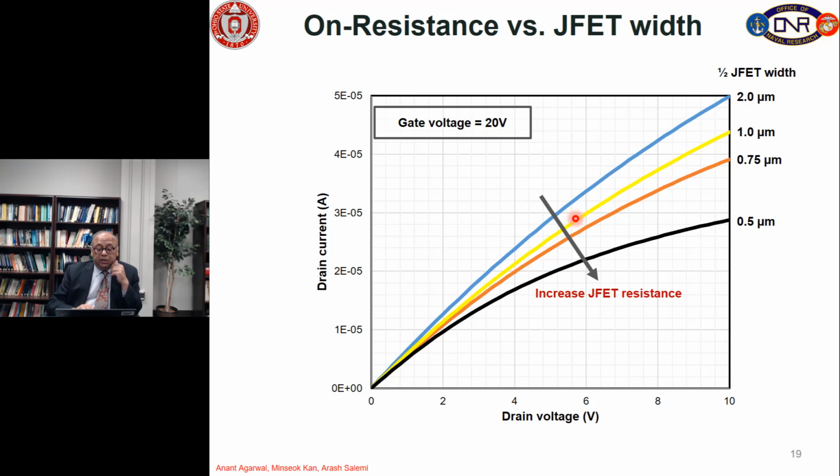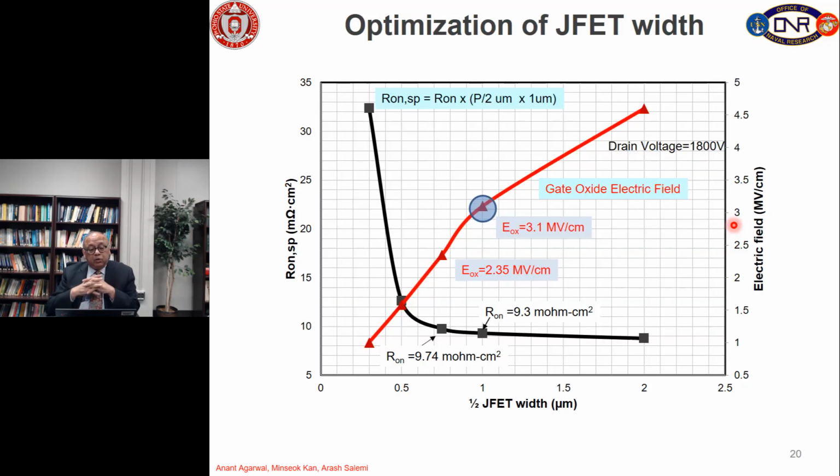Then what we have done is also calculated the output current characteristics for 20 volts on the gate with different JFET gaps, and you can see as we reduce the JFET gap, the resistance goes up because the width of the JFET is reducing. So by reducing the JFET width, we can reduce the oxide field, but the JFET resistance goes up. So we are plotting both of these numbers here on this chart.